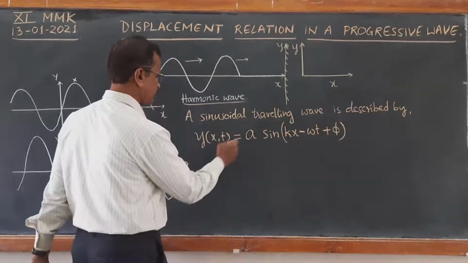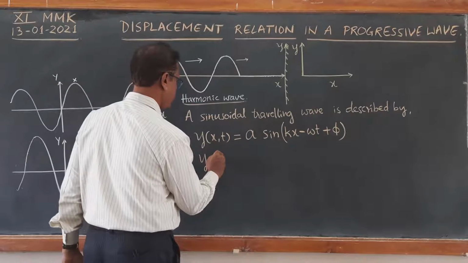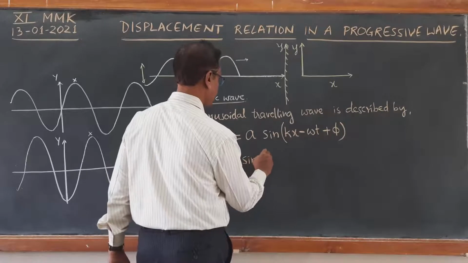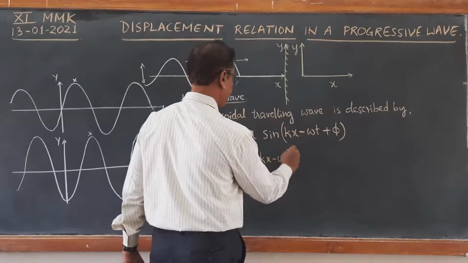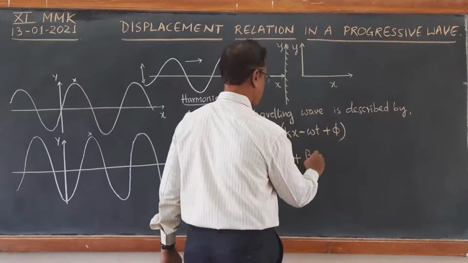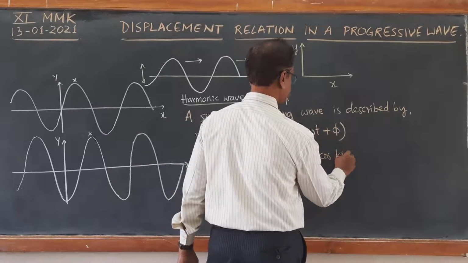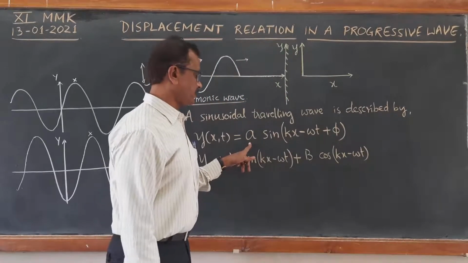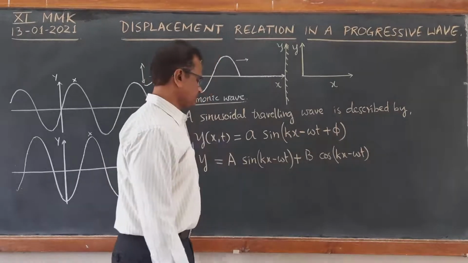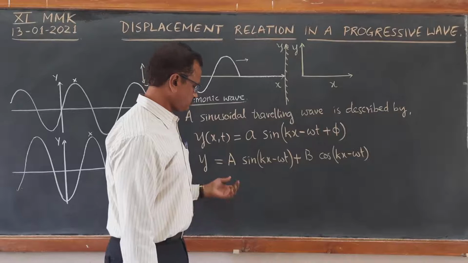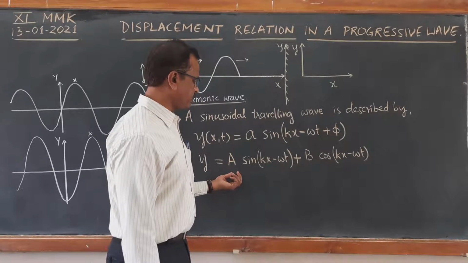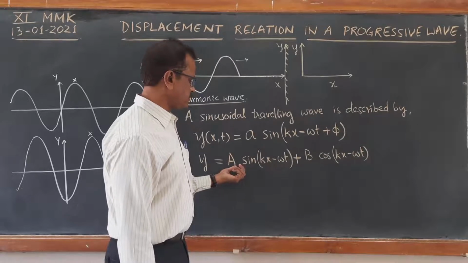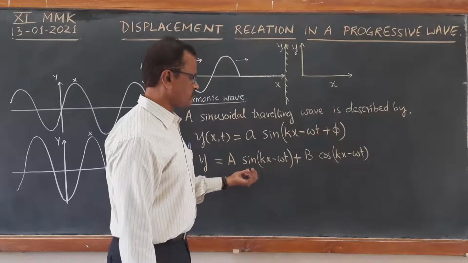If you remember, this can be written as a combination of y equals A sin(kx minus omega t) plus B cos(kx minus omega t), so that we will get the value of a as well as the phase phi. So let capital A be equal to a cos phi.